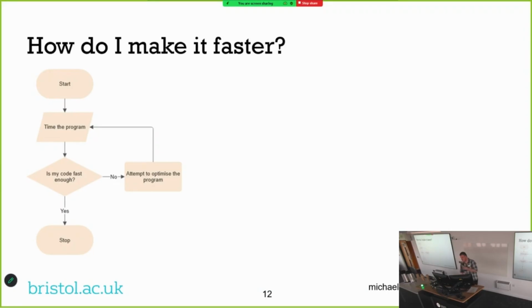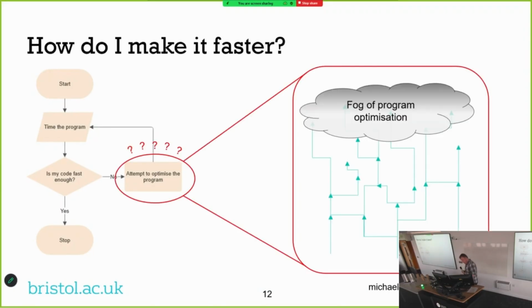So, how do you make this faster? You're always stuck on this bit, and when you look into it, it's actually incredibly complicated. You've got all of these potential paths you can take. Some of them cross over. What I haven't shown here is some of them lead backwards. And it's sort of this amorphous mess of potential optimizations that you can do.